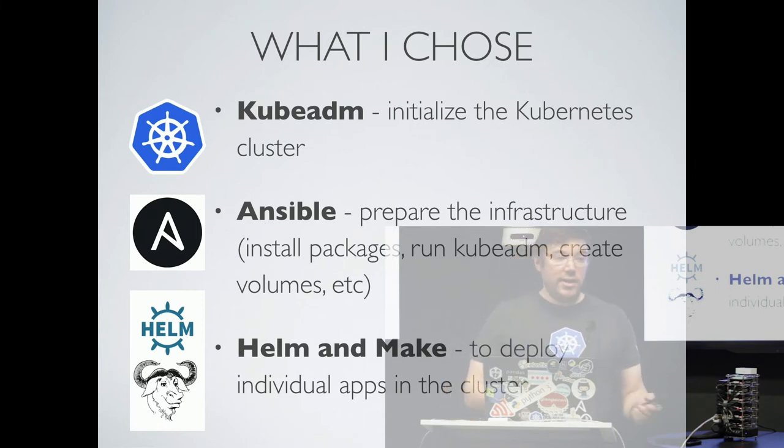I use that to get the cluster nodes to talk to each other, to register with each other. Ansible I use for all of the other stuff, like setting up, installing operating system dependencies, installing Kubernetes itself, just everything else that I can fit into kubeadm. And then Helm and Make I use for actually deploying the different applications that I want to run on Kubernetes.